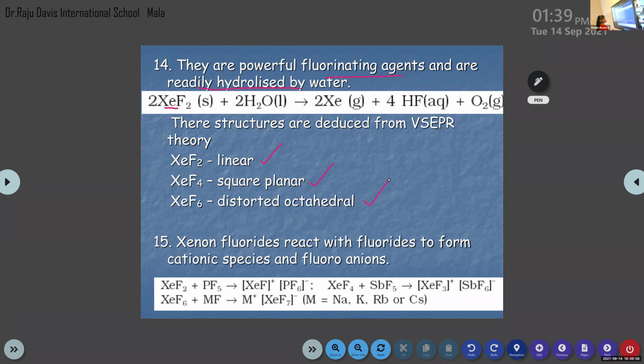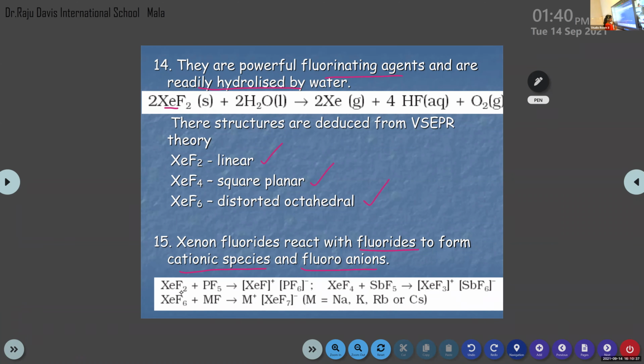Then another reaction: the xenon fluorides react with fluorides to form cationic species and fluoroanions. This is another reaction of the xenon fluorides, that is XeF2, XeF4 and XeF6. Cationic species means they will be converted to the plus form, that means positive charge. And the fluoro part will be converted to an anion, negative charge. Clear, children?